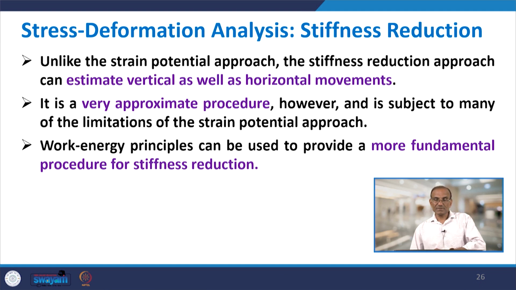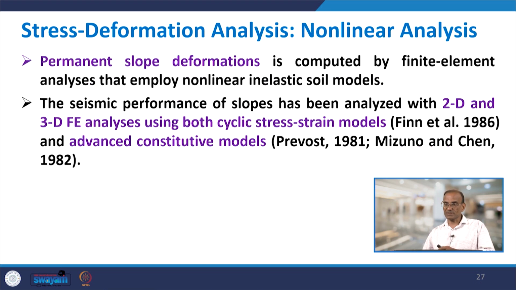Unlike the strength potential approach, the stiffness reduction approach can estimate vertical as well as horizontal movements. In the strength potential approach, only horizontal movement was expected because it is based on the horizontal stresses, but in the case of stiffness reduction you can use it for both vertical as well as horizontal. It is a very approximate procedure, like the earlier one; the strength potential approach was also approximate. However, it is subject to many of the limitations of the strength potential approach. A work energy principle can be used for more accuracy or for better results using the stiffness reduction approach.